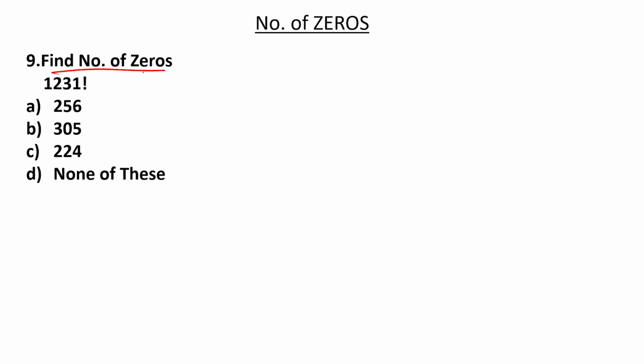Okay, now it is also the same. 1231 factorial, right? This is 1231 into 1230 into, and moves on up to 1, right? We can also write it as 1 into 2 into 3 up to and so on, 1231.